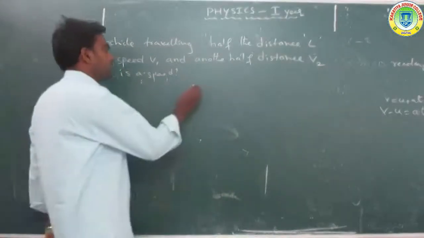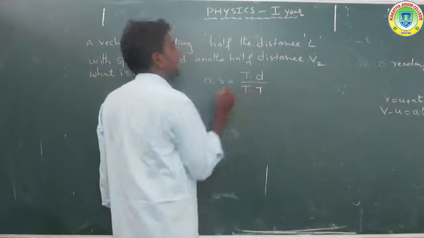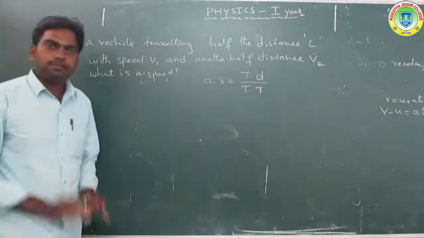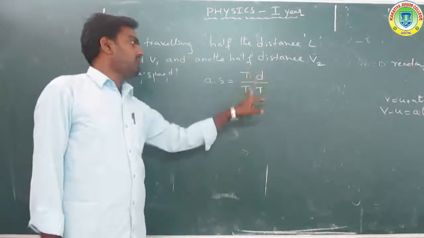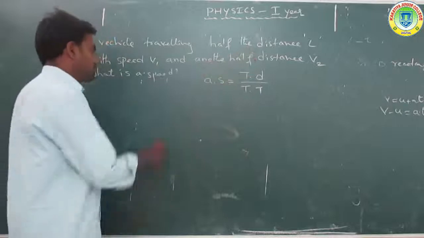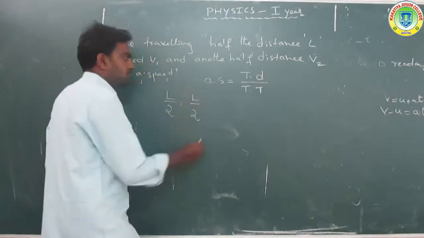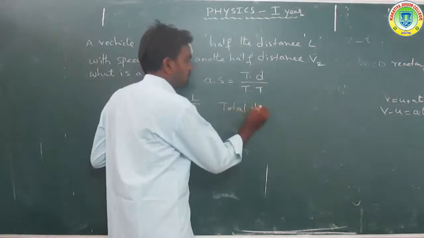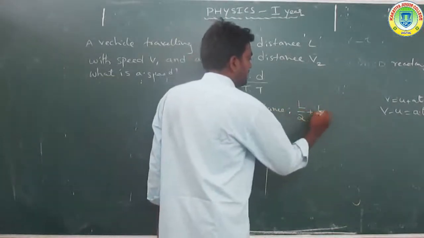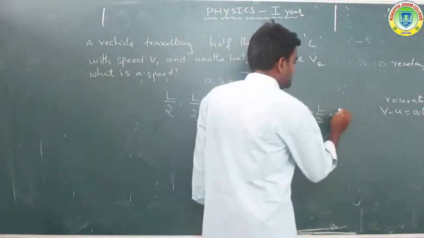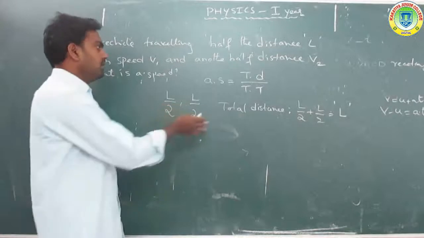We already know the formula. Average speed, or average velocity, is the total distance, or total displacement, divided by the total time taken. To find the total distance and total time, the first half distance is L by 2 and the other half distance is L by 2. Total distance equals L by 2 plus L by 2, which is 2L by 2, so we get L. L is the total length.